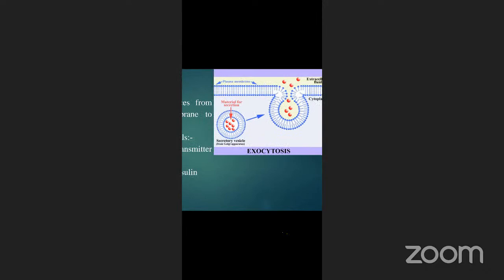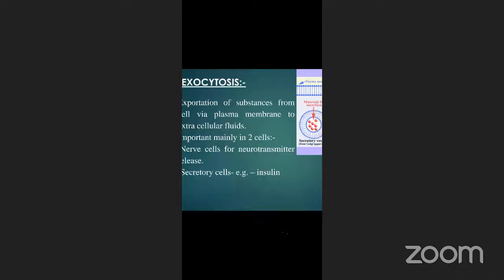Exocytosis is nothing but exportation of a substance from inside to outside. Here you can see the secretory vesicle from the Golgi apparatus, which consists of some material, will fuse with the plasma membrane and secrete that material outside the cell. There are mainly two important cell types here: nerve cells for neurotransmission, and secretory cells, especially the beta cells of the islets of Langerhans that secrete insulin. So this is how exocytosis takes place.